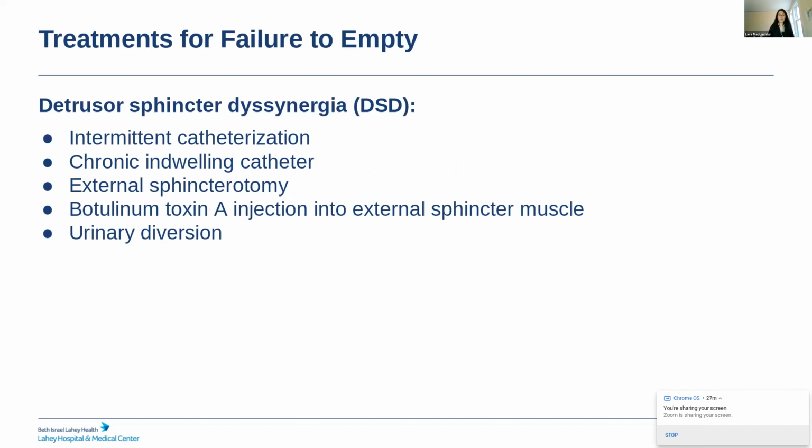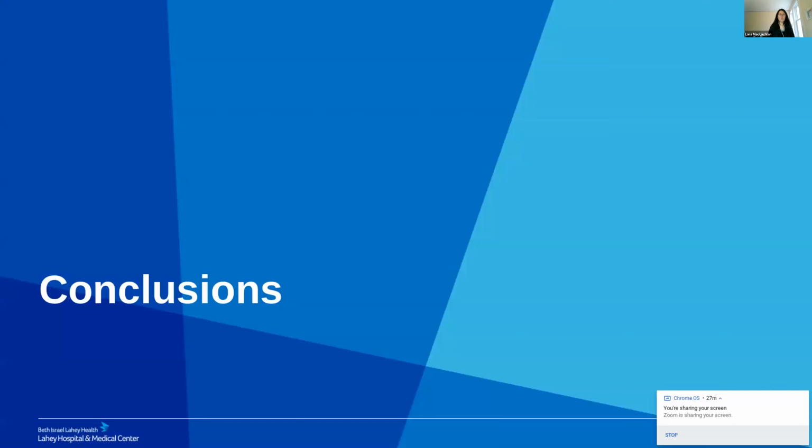If the failure to empty is due to DSD, then again, you can offer catheterizations like I mentioned earlier. External sphincterotomy would be more applicable in men, where an external sphincterotomy could be done in combination with an external collecting device like a condom catheter. Other options are Botox injections that are injected directly into the external sphincter muscle as opposed to into the detrusor muscle itself. And then again, urinary diversion.